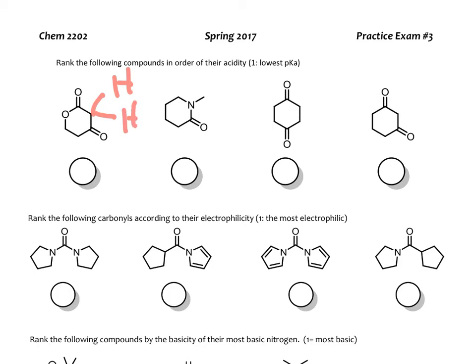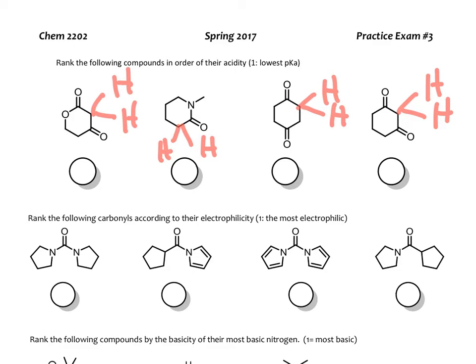These are alpha to 2 carbonyls, so the conjugate base will be stabilized via 2 resonances. That's the same as this molecule over here. Compared with the alpha hydrogens on this carbon, which are equivalent to the other 3 alpha hydrogens, the conjugate base there will only be stabilized by the 1 carbonyl, as well as these 2 on the cyclic amide. So the 2 end molecules have 2 resonance forms that will stabilize the conjugate base. The 2 middle ones will only have 1 resonance form.